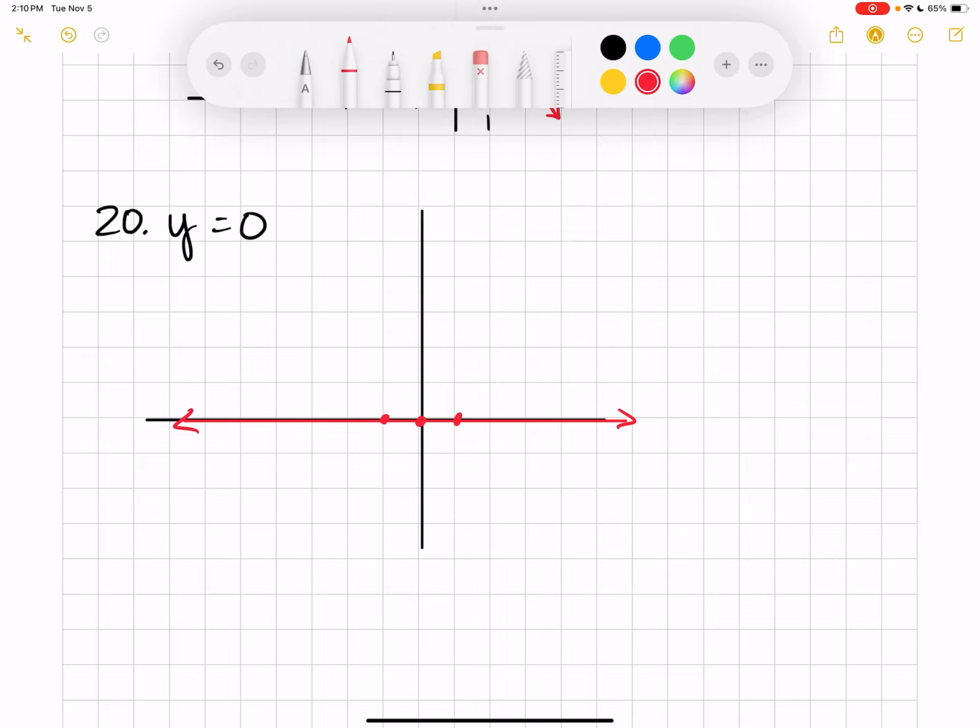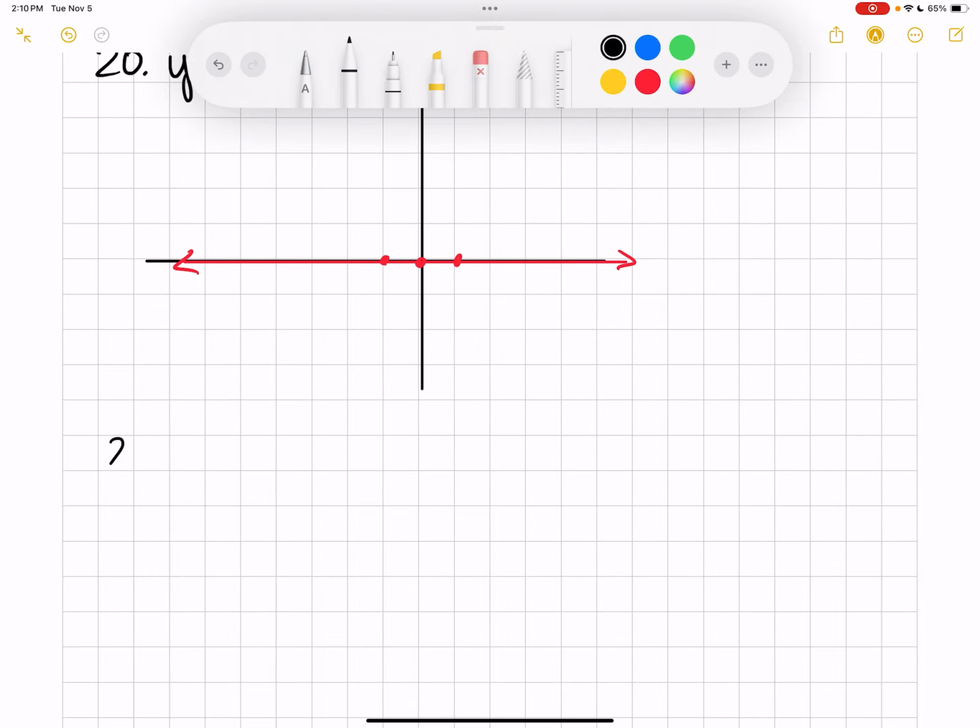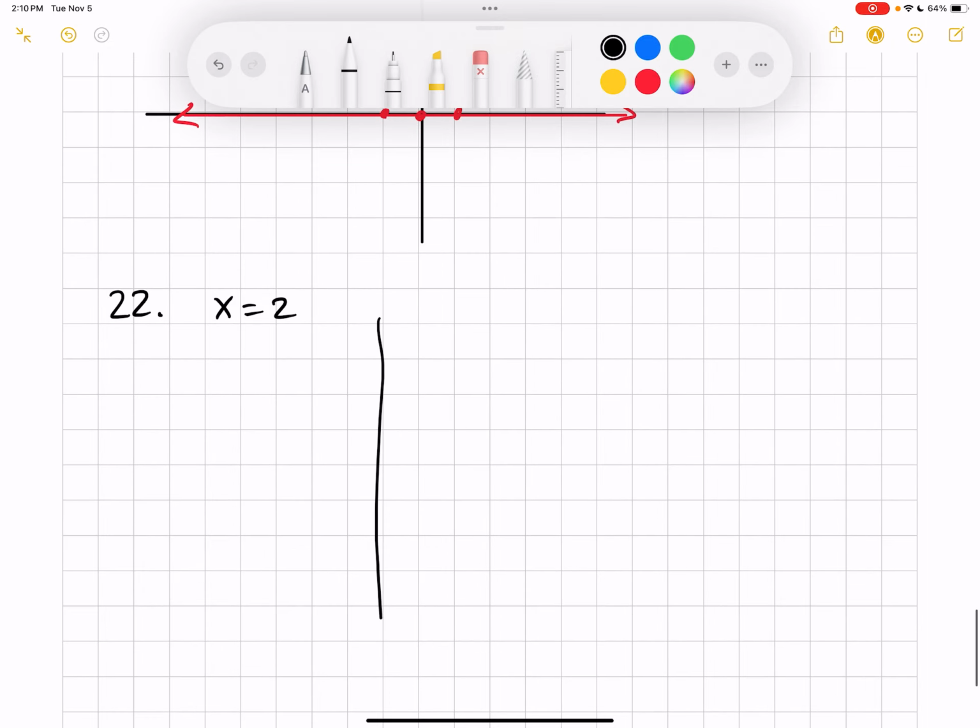Okay? How about 22? X equals 2. What is that going to look like? Vertical. 2 on the x-axis, going from the top of quadrant 1 to quadrant 4. Yep, so this is x equals 2, so technically I have a point at 2, and it's just a line going up and down. It is a vertical line like that.